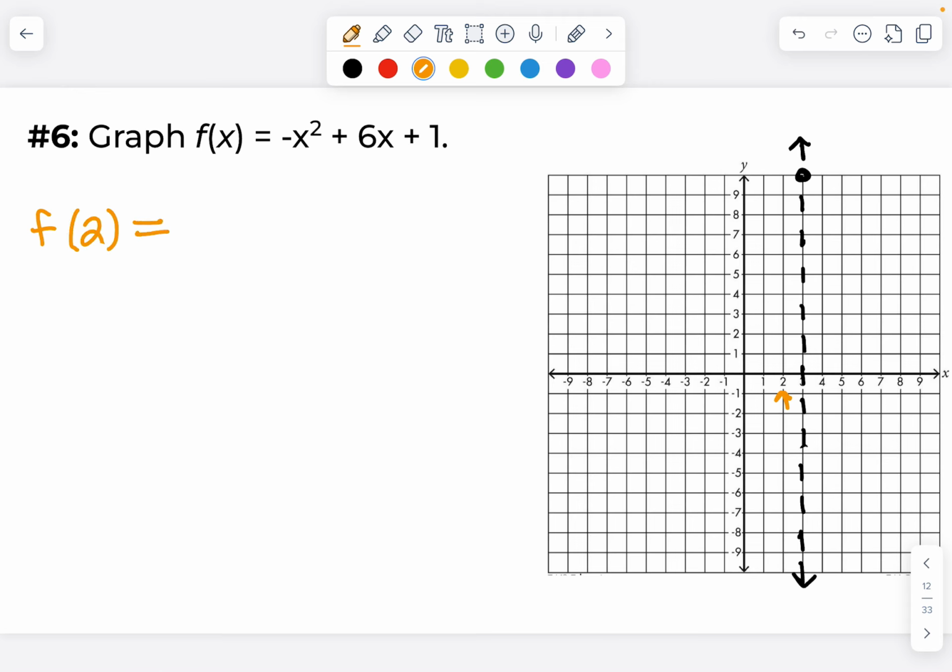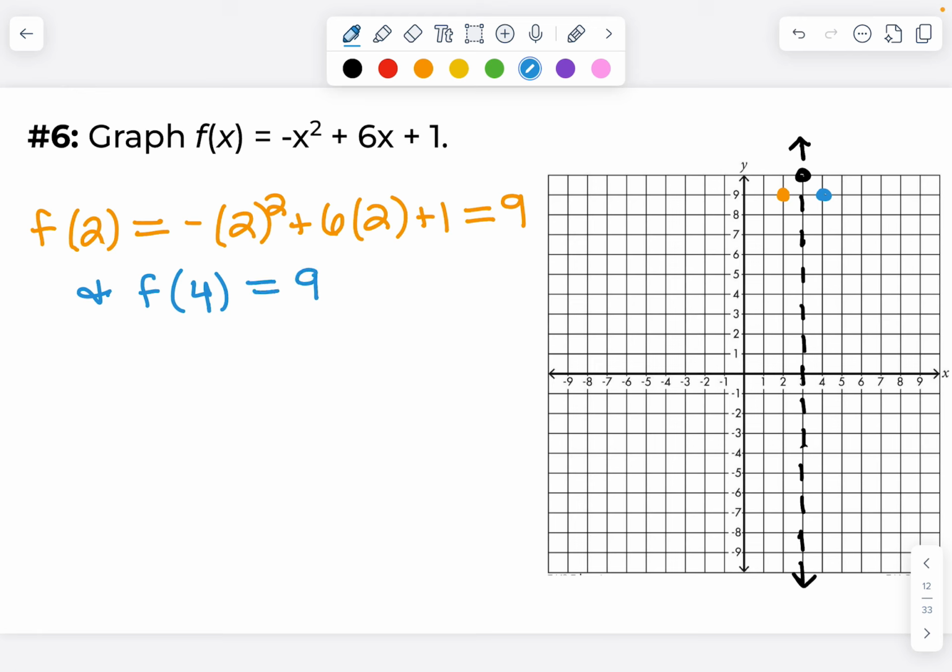So when I plug in 2 here, I get negative 2 squared plus 6 times 2 plus 1. Okay, and I'm going to find my y value, okay, and when I plug it in my calculator, I get 9. So 2, 9 is going to be my next coordinate, okay, and then again, that can help me find my next one. So instead of 2, I'm going to go to the right 1 from my axis, okay, and I'm going to plot my point here. So f of 4, okay, also equals 9.